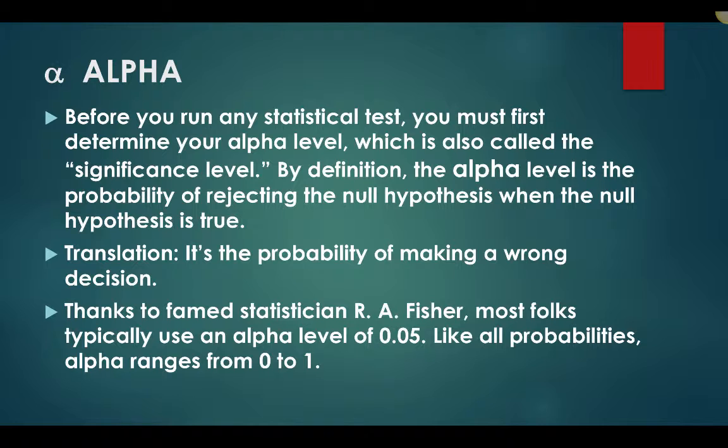The first word up is alpha. It's a little a. Before you run any statistical test, you must first determine the alpha level, which is called the significance level. By definition, the alpha level is the probability of rejecting the null hypothesis when the null hypothesis is true. Translation, it's the probability of making a wrong decision. Thanks to famed statistician R.A. Fisher, most folks typically use an alpha level of 0.05. Like all probabilities, alpha ranges from 0 to 1.